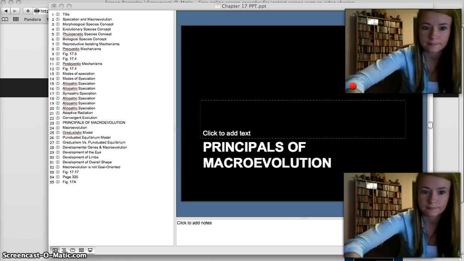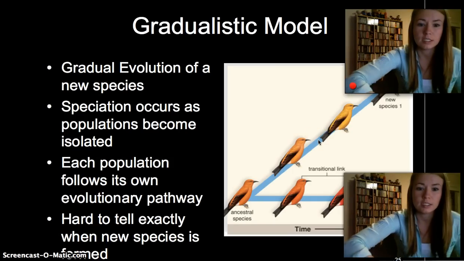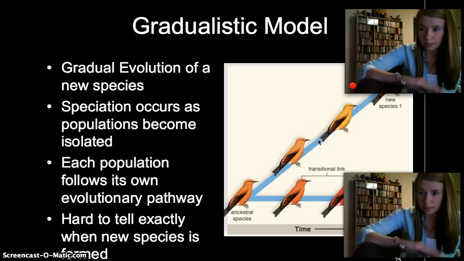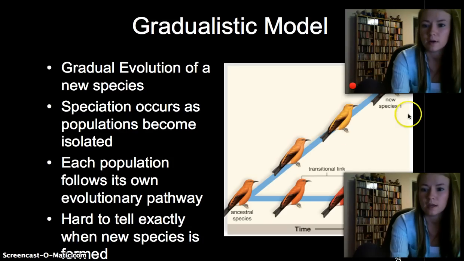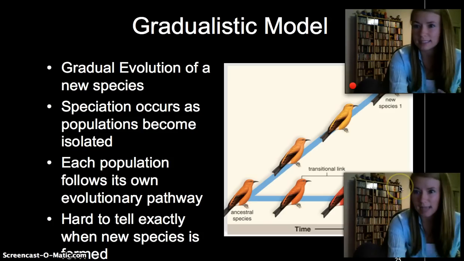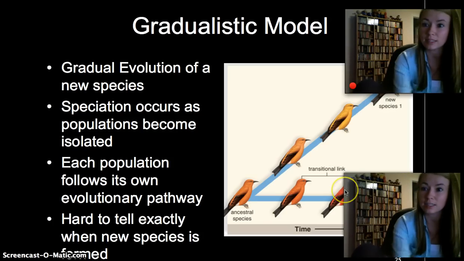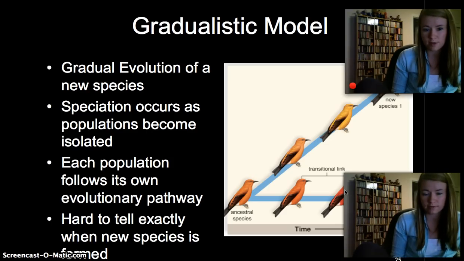So it's hard to tell in the gradualistic model exactly when a new species is formed because there's a lot of different transitionary steps. So, for example, this one went to a little darker orange, then a little darker, and now it's red. So when exactly did it become a different species from this guy up here? It's hard to tell because these changes are happening so slowly over such a long period of time.